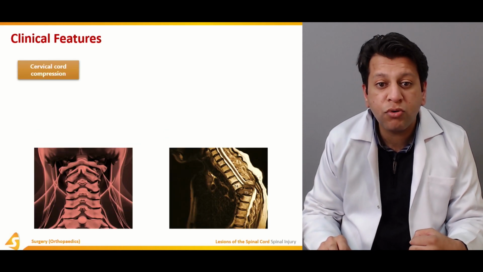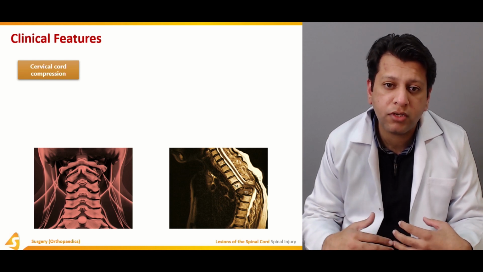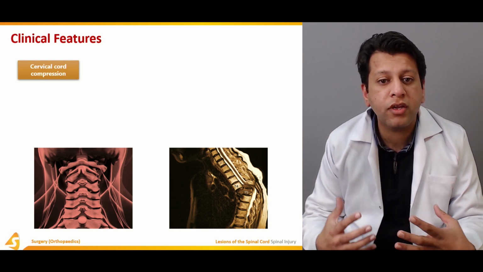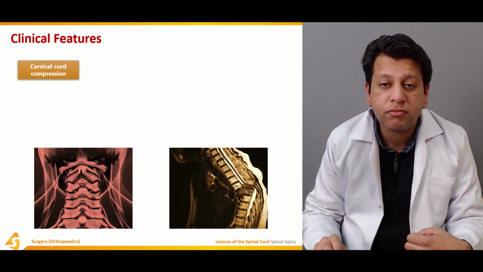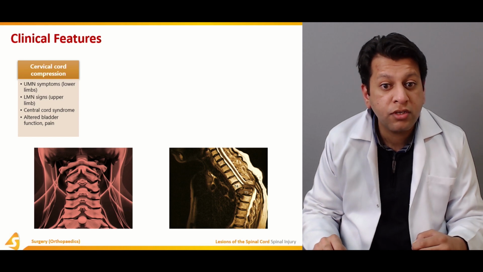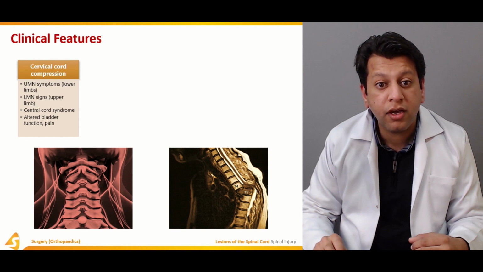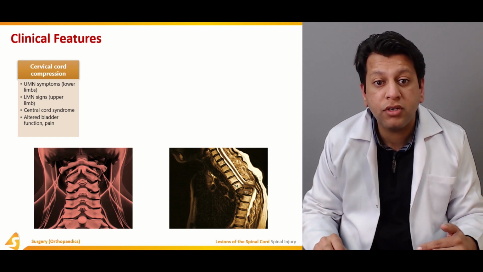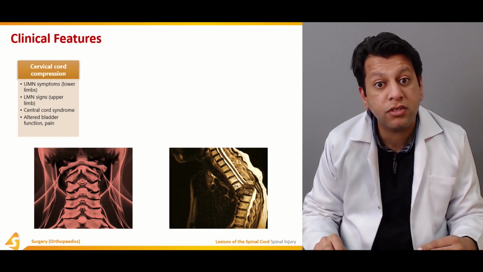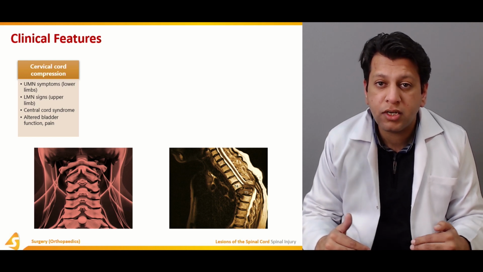Other features include if something is compressing from inside or from outside, which eventually results in cervical cord compression syndrome. This classically results in upper motor neuron lesions, usually resulting in spastic paralysis of the lower limbs. Or if lower motor neuron lesions are involved, there is a flaccid paralysis of the upper limb. There is a syndrome called central cord syndrome.